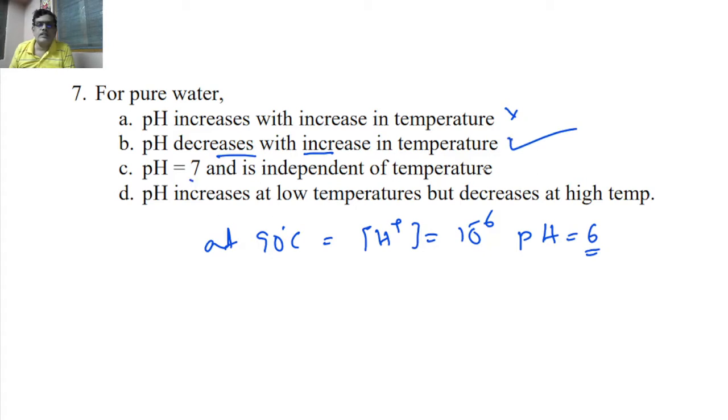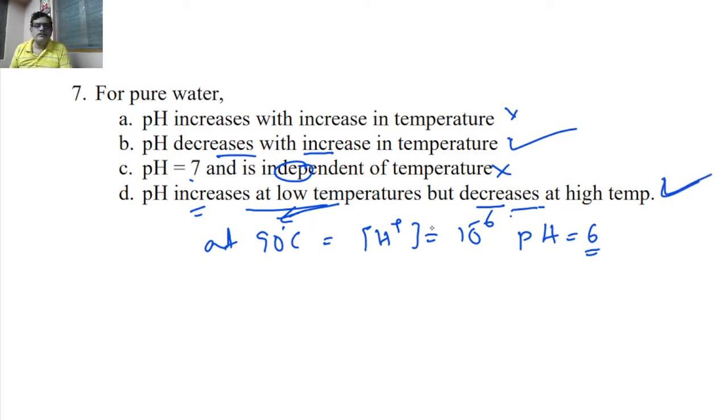pH is not 7, it depends upon temperature, independent of the particular. It's wrong. pH increases at low temperature but decreases at high temperature. Okay, that is a correct statement. So there are two correct statements here. See, as the temperature goes on increasing, pH goes on decreasing. As the temperature goes on decreasing, pH goes on increasing. So there are two correct statements in this, actually both B and C.